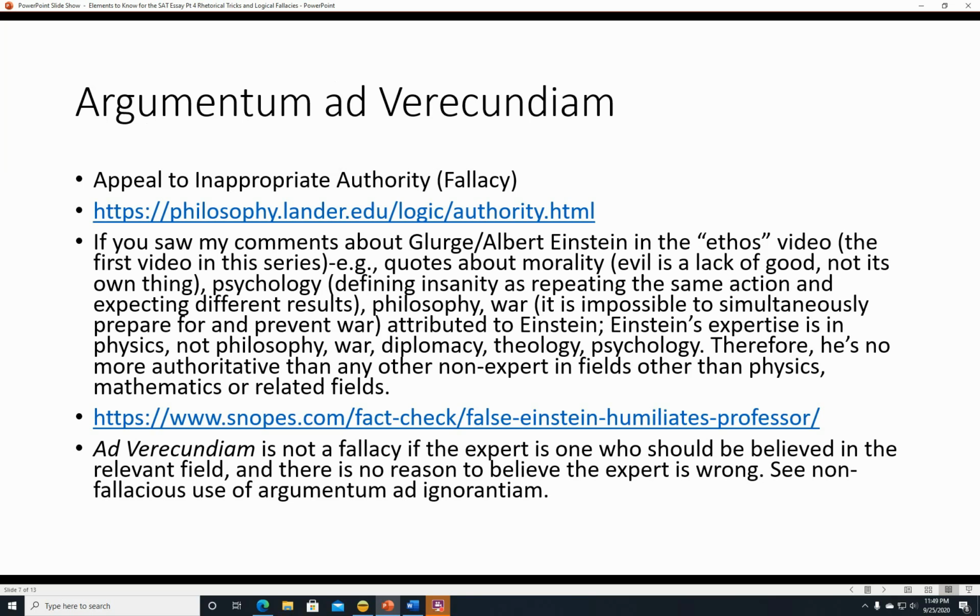Albert Einstein also, as far as I know, did not say that the definition of insanity is repeating the same action expecting different results. That actually came, I believe, from recovery programs such as Alcoholics Anonymous and other 12-step programs. On philosophy and war, I've seen it quoted to Albert Einstein: "It is impossible to simultaneously prepare for and prevent war." He may have actually said that one, but even if he said all of them, Einstein's expertise is in physics, not philosophy, war, diplomacy, theology, or psychology. Therefore, he's no more authoritative than any other non-expert in fields other than physics, mathematics, or related fields, where he definitely was an expert. Einstein said something about math, I'd believe him. Said something about physics, I believe him. If he says something about psychology, maybe I believe him, maybe I don't.